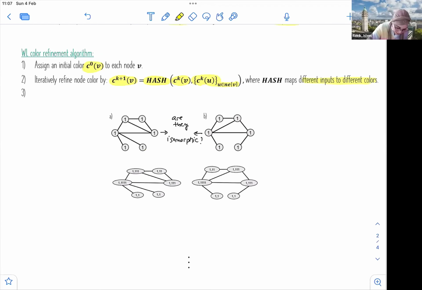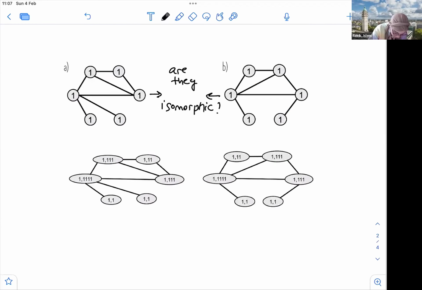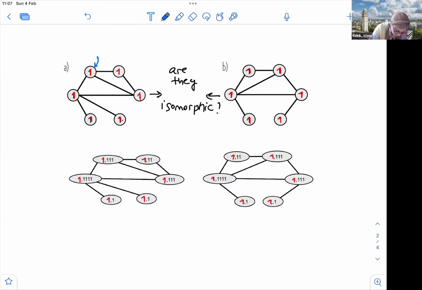So the hash function here maps different inputs to different colors. So let's look at this example. Algorithmically, it's so simple. What we do first, we have our first node. I'm going to put the root node here. So these are the first color or index that we have for all these guys. So 1, 1, 1. And then what we're going to look at is the neighbors. So we're going to add the indices of all neighbors. So this first node has 3 neighbors, 1 and 1 and 1. So we're going to put 1, 1, 1 here.